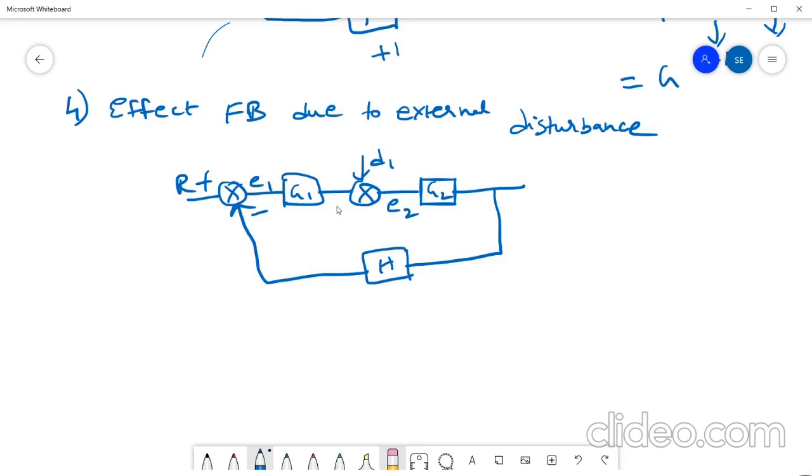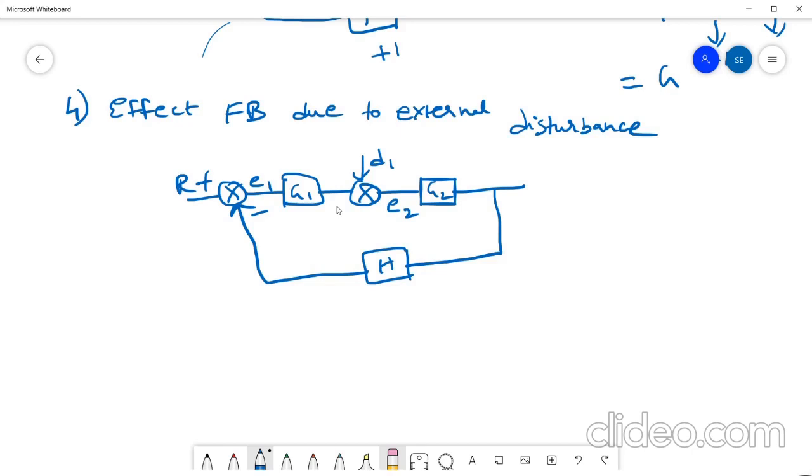Now I have to write the feedback equation, the total equation with respect to D1 as well. So what happens is C of S is equal to G2 divided by 1 plus G1, G2 and H, with D1, right? So now what happens?